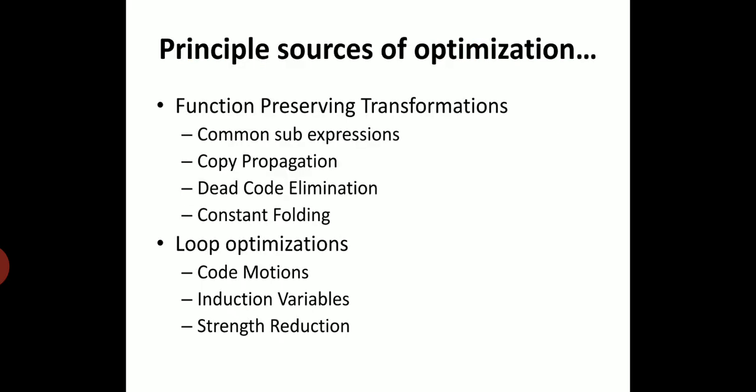Examples of function-preserving transformations are common sub-expressions, copy propagation, dead code elimination, and constant folding. When we apply these types of transformations, they will not affect the exact function of those statements. Also, loop optimization is an example of transformation. Inside loop optimization, we can perform code motion, or perform loop optimization using induction variables, by applying the transformation over the induction variables, and by making use of strength reduction over the loops.